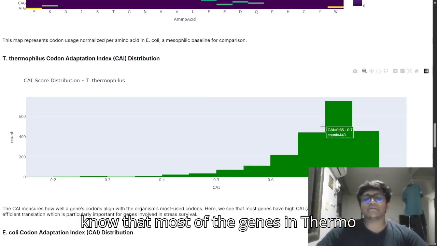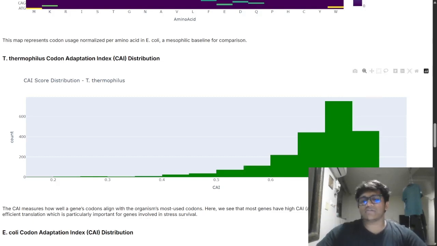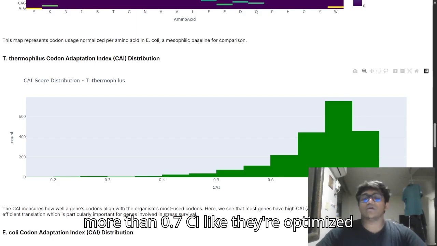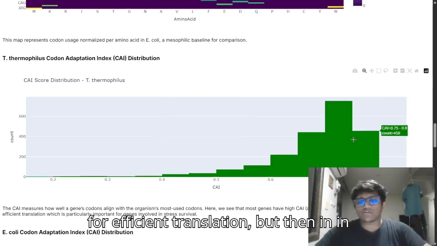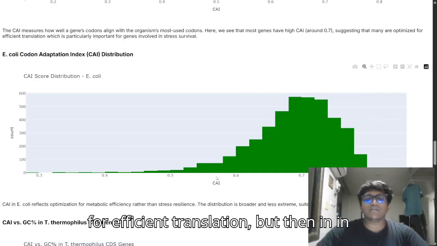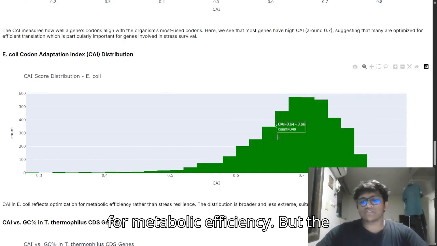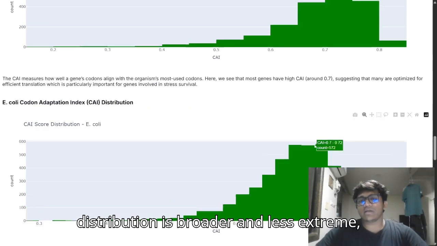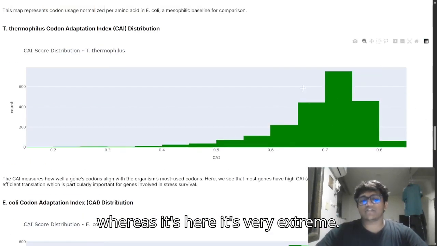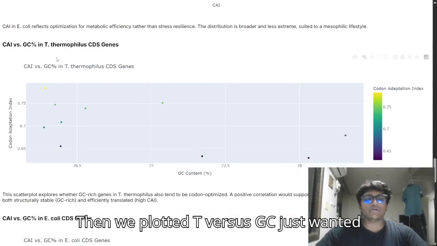Then we got to know that most of the genes in Thermus thermophilus have more than 0.7 CI, like they're optimized for efficient translation. In E. coli, it has optimization, but for metabolic efficiency, and the distribution is broader and less extreme, whereas here it's very extreme. Then we plotted CI versus GC.